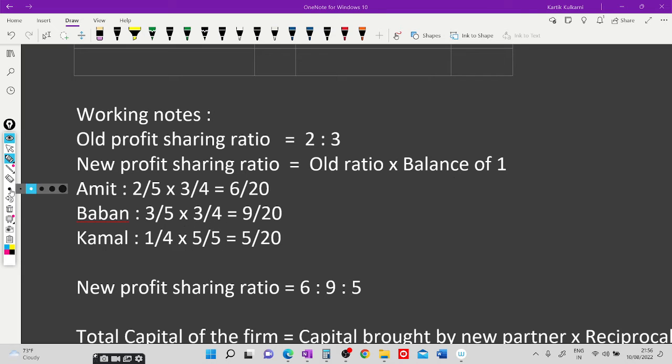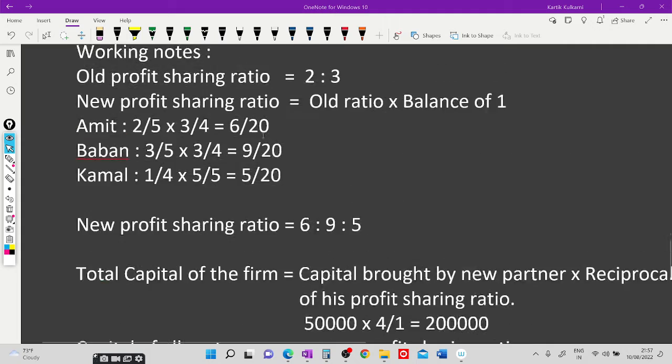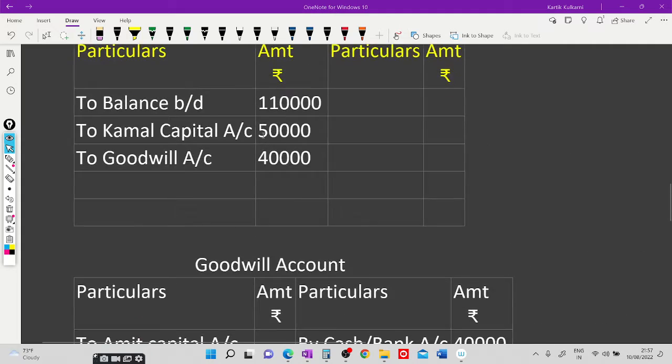Now when you calculate new ratio, you can then calculate sacrifice ratio. So sacrifice ratio is old ratio minus new ratio. But now since they have not given separately the new profit sharing ratio, the sacrifice ratio will come out the same as the old ratio, that is 2:3. We will now transfer the goodwill in sacrifice ratio.